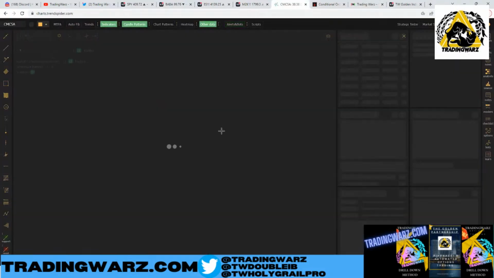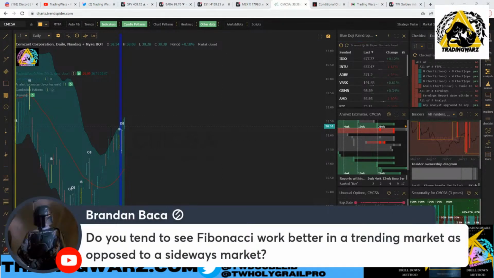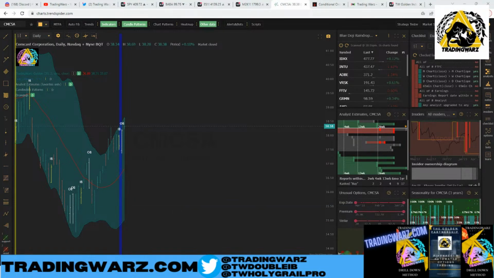Right now on TrendSpider, let's see if there's anything hot. Do you tend to see Fibonacci work better in a trending market as opposed to sideways? I mean, Fibonacci works in every situation. Sometimes you might be on the wrong side. You might be taking the bullish legs, but the bearish legs are working that day. There's always a pullback in the day. It doesn't matter if the market goes sideways. There'll always be a pullback and an extension, because price doesn't always go vertically up, right?